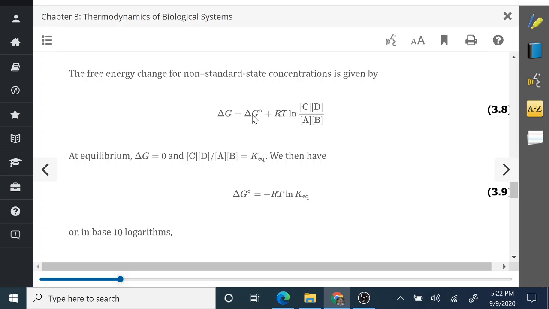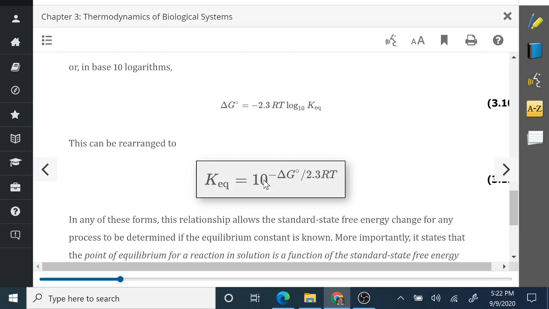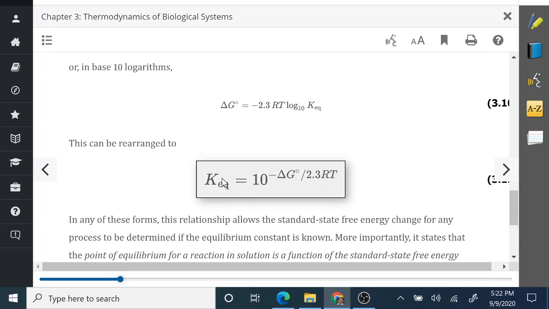Delta G is equal to delta G naught plus RT ln of CD over AB. That's not at equilibrium. If we're at equilibrium, then delta G is equal to 0, and delta G naught is equal to negative RT ln of KEQ. And then we have these other equations that we can use if we have base 10 logarithms, or if we want KEQ itself. Okay, so we'll begin to do some calculations in the next video.